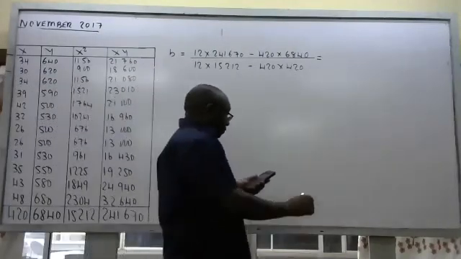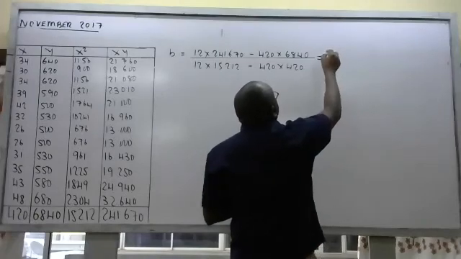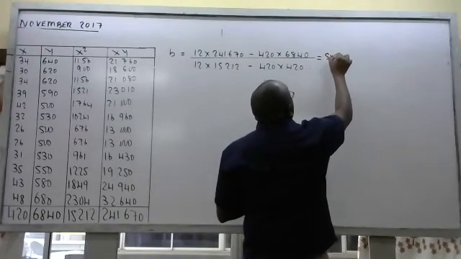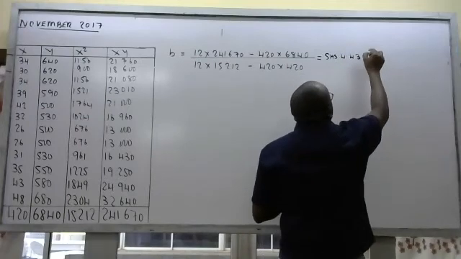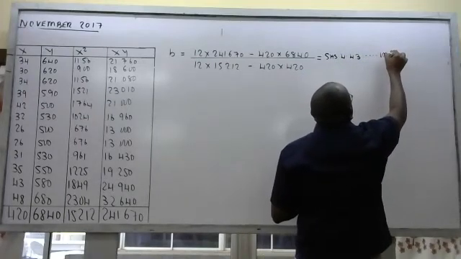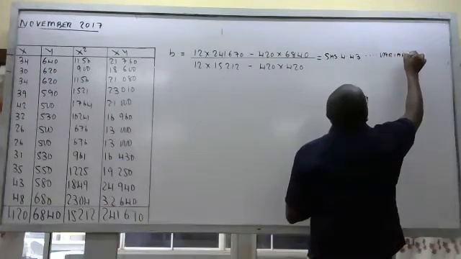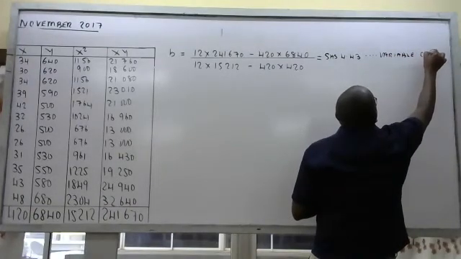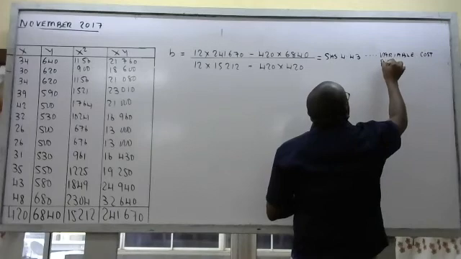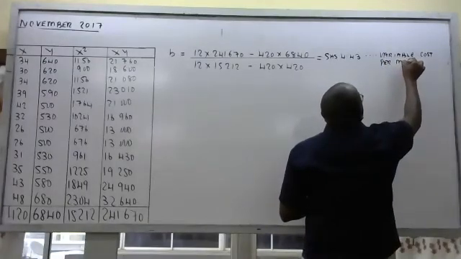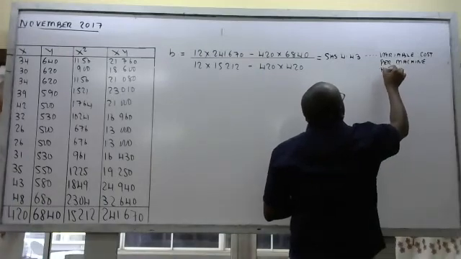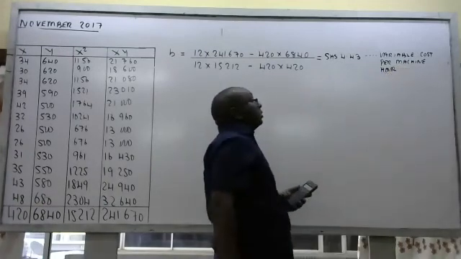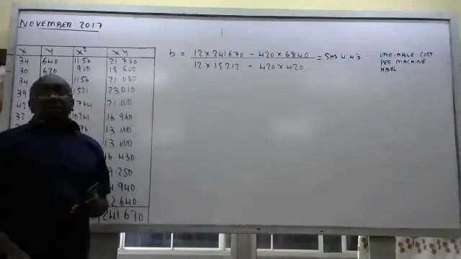I'm getting 4.43 shillings. And if you're in agreement, this is the variable cost per machine hour. The variable cost per machine hour.